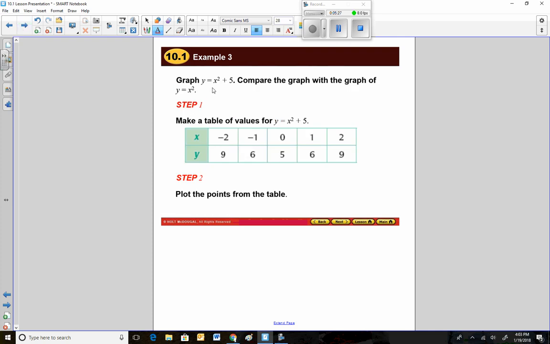All right, what if we have y equals x squared plus 5? And we want to compare this graph to the parent graph of y equals x squared. Right now I see a plus 5 at the end. That plus 5 would indicate that the vertex would move up 5 spaces.